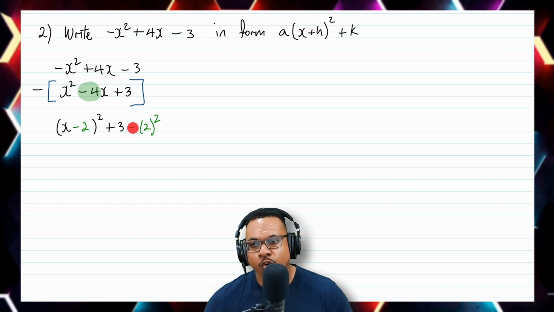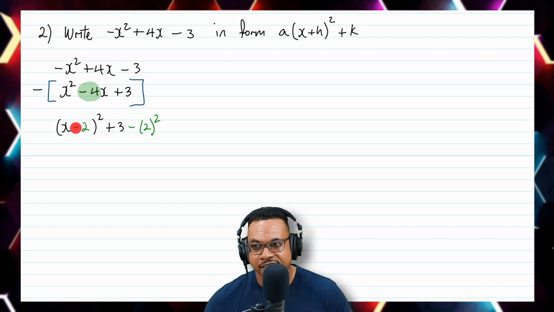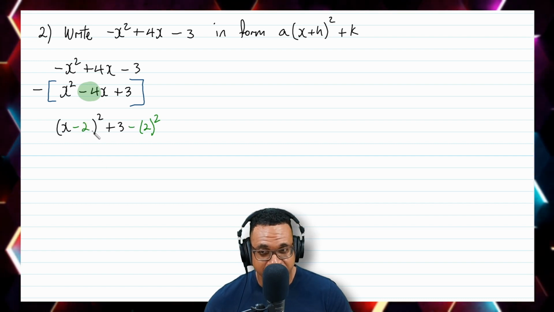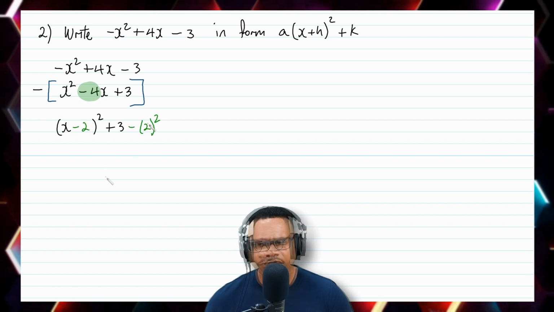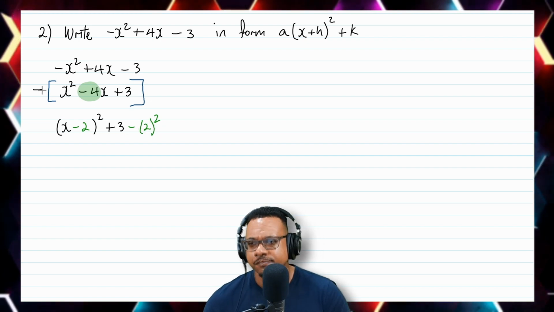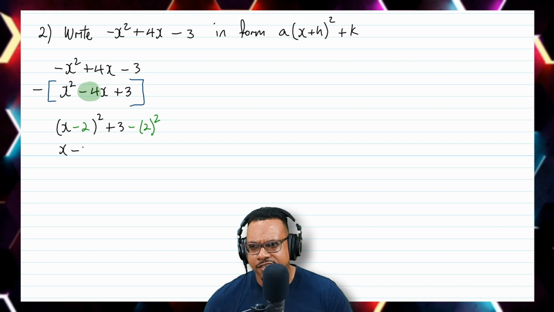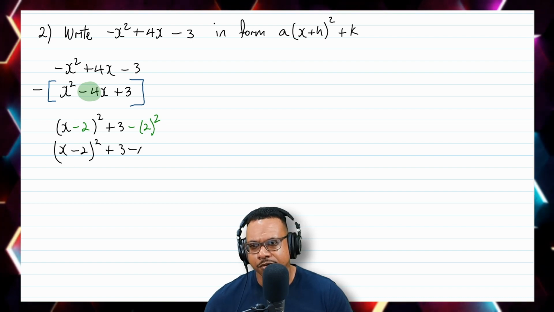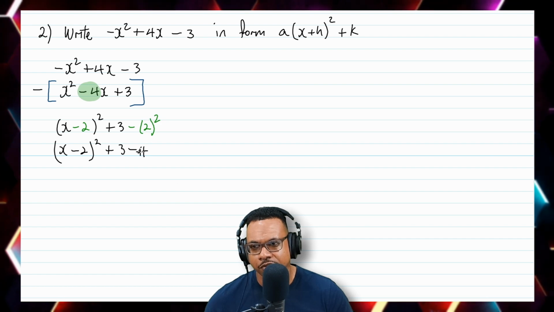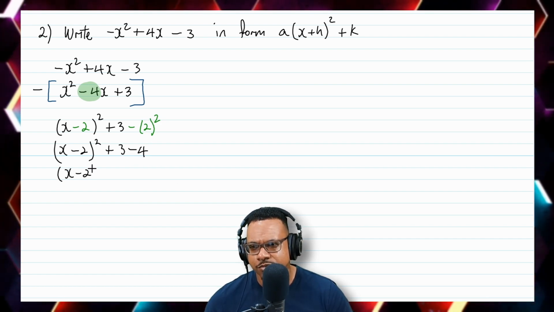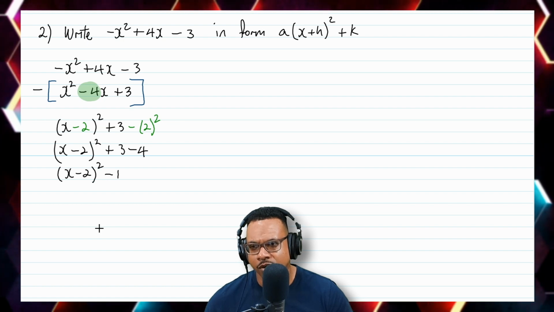Now notice this is always take away here. It doesn't matter if this is negative or positive, this is always take away. And whatever number we have here, we're going to square it. So now just like before, we're going to square 2 and get 4, and then say 3 take away 4. So I'm going to have x take away 2 in brackets squared plus 3 take away 4 because that's 2 squared. And 3 take away 4 is negative 1. So I'm going to have x take away 2 in brackets squared take away 1.